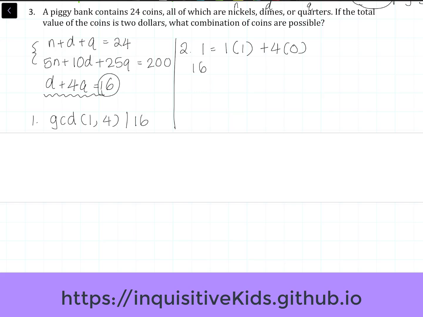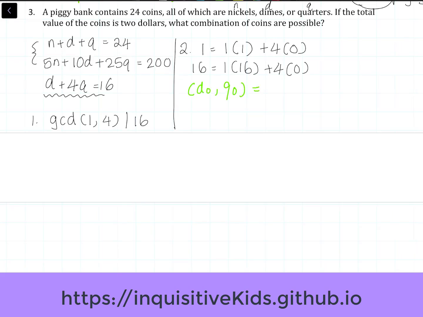Then we scale things on both sides by 16. So we can rewrite 16, which is the value we are trying to rewrite, in the form of 1 times 16 plus 4 times 0. So as we can see, d0 and q0, our first set of solutions here, is 16, 0. Therefore, the general solution would just be 16 minus 4n, n. This is our general solution.